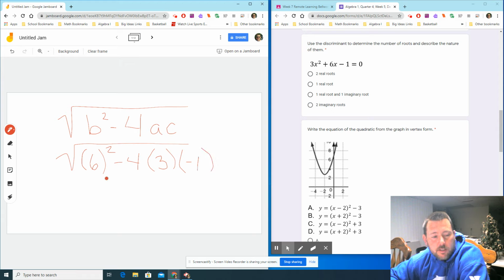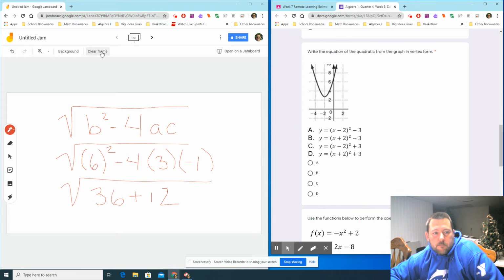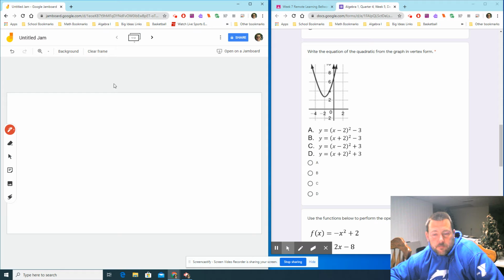And all we're checking to see is whether this comes out positive, negative, or 0. So 36. And then negative 4 times positive 3 is negative 12, times negative 1 is positive 12. And that's all the farther I need to go. I don't need to simplify it or anything. So I have a positive number here, so it's going to give me 2 solutions when we're done. All right. Write the equation of the quadratic in vertex form.